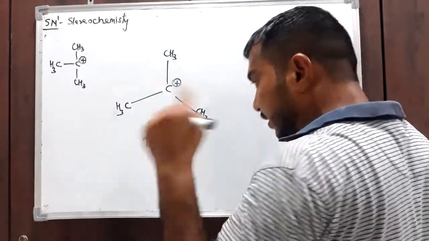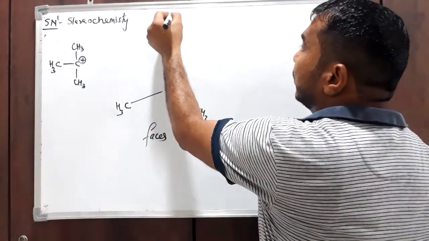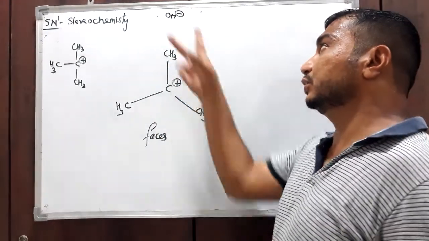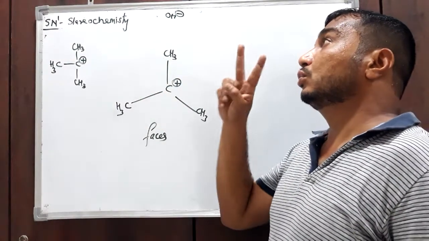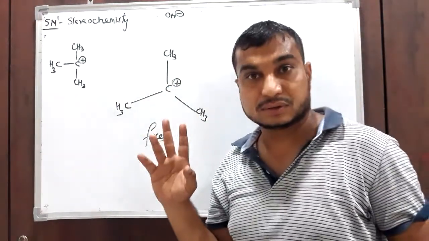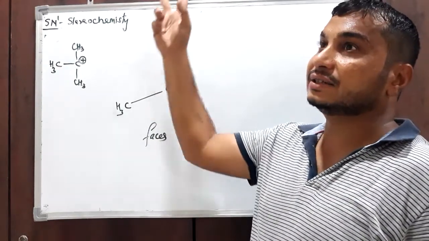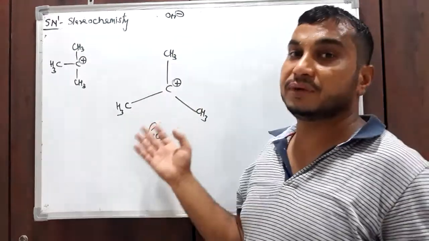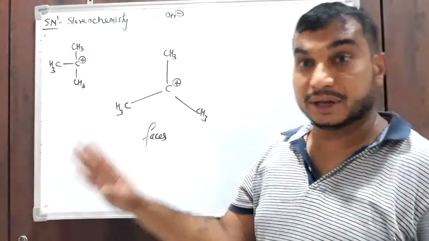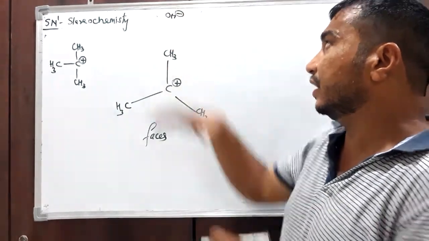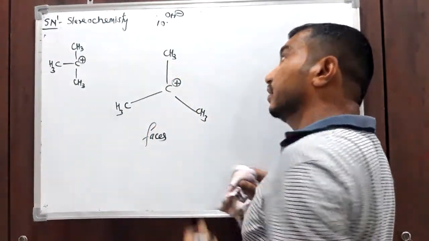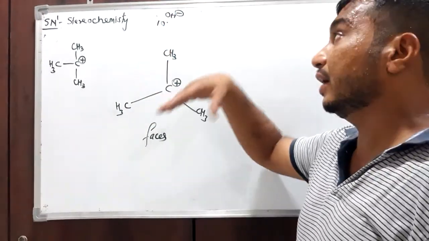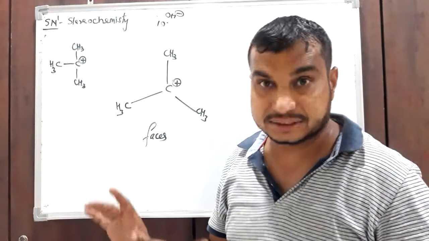Then in step 2 there is an attack of OH minus ion. Due to this planar structure, this OH minus ion has two faces for the attack. So this OH minus ion has 50% possibility to attack from the front side and 50% possibility to attack from the back side. Therefore, if the reaction contains 10 OH minus ions, then 5 out of 10 attack from the front side and the remaining 5 attack from the back side.